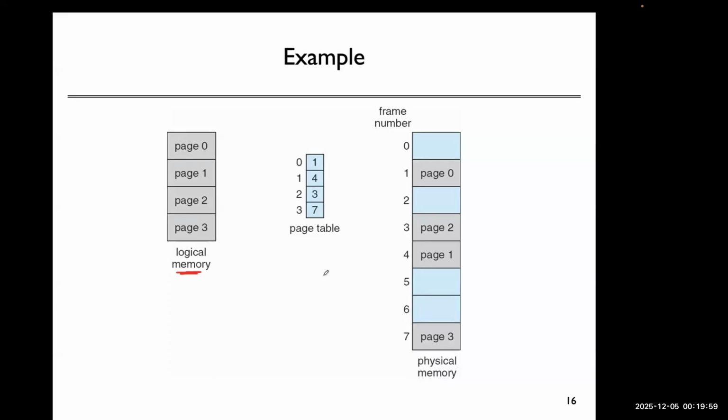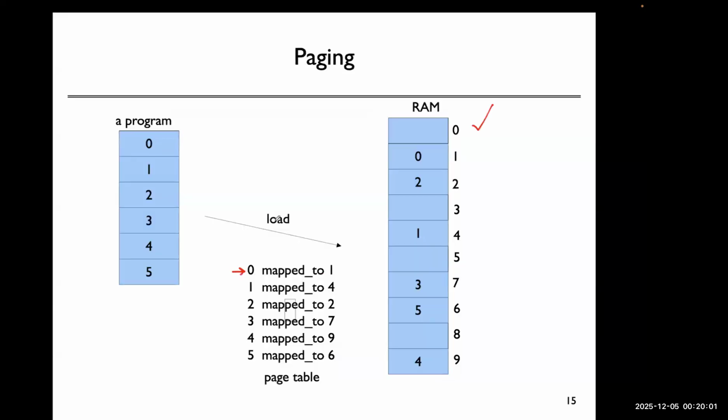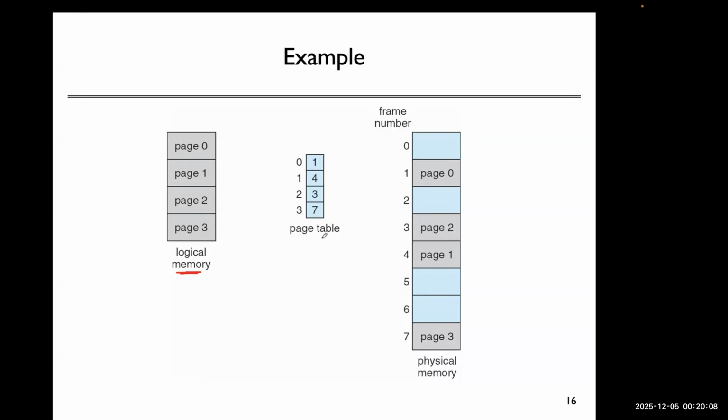How is it populated? By loading pages into the frame. As you load a page into the frame, you populate the table. So at this time, you have already populated the table. By now, just by looking at the table, you can get the information about where a particular page is residing in the physical memory.